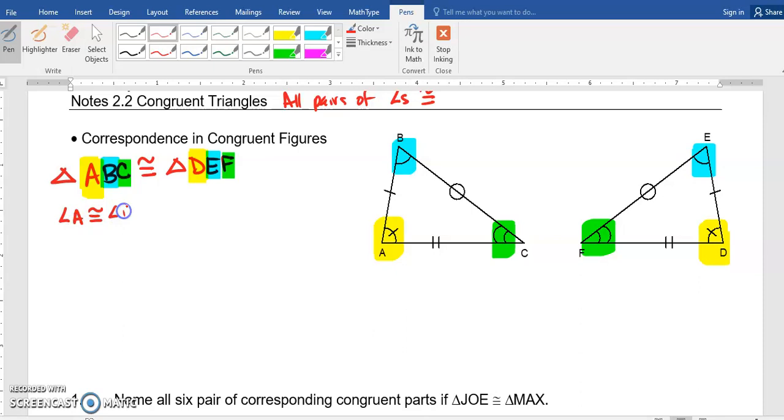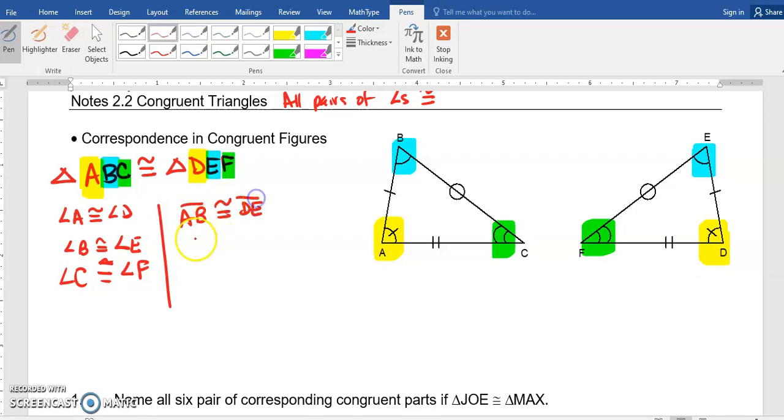Angle A is congruent to angle D, angle B is congruent to angle E, angle C is congruent to angle F. We also know the sides are congruent. Side AB is congruent to side DE. Side BC is congruent to EF. And AC is congruent to DF.